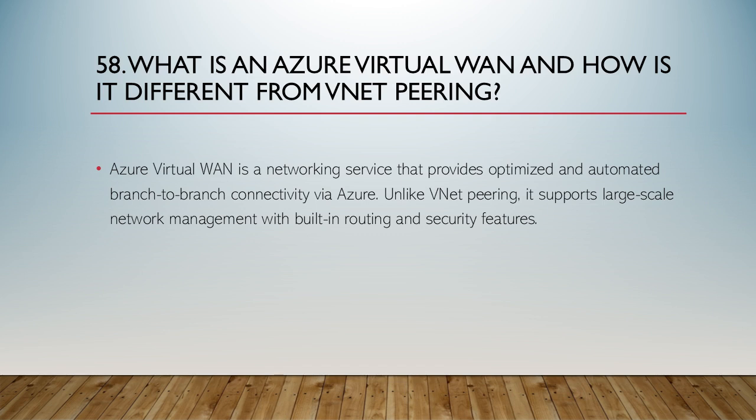58. What is an Azure Virtual WAN and how is it different from VNet peering? Azure Virtual WAN is a networking service that provides optimized and automated branch-to-branch connectivity via Azure. Unlike VNet peering, it supports large-scale network management with built-in routing and security features.